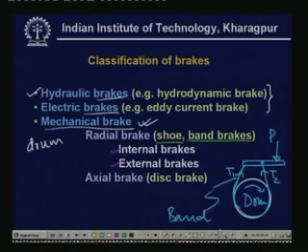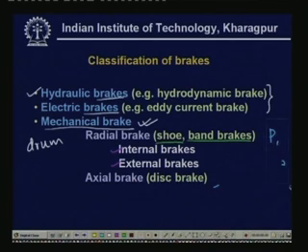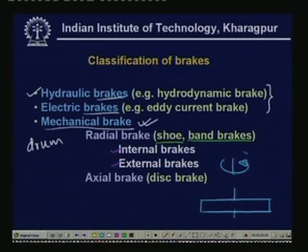If the force is applied in the radial direction, then this is the radial brake. If the force is applied in the axial direction, then we can have the axial brake, and normally the axial brakes are something like this. This is the disc which is rotating with omega, let us say, and we apply force with the help of a friction pad. There are two pads, let us say.